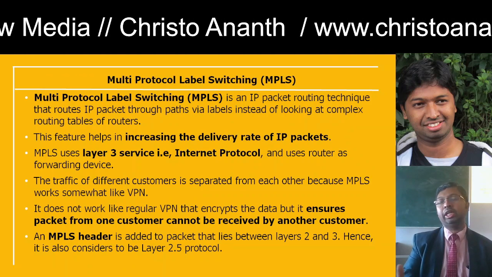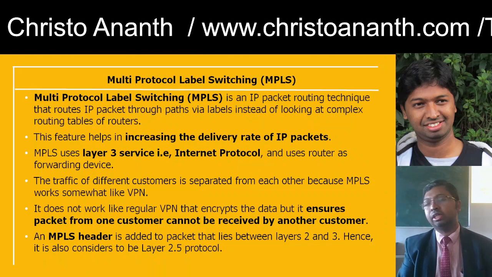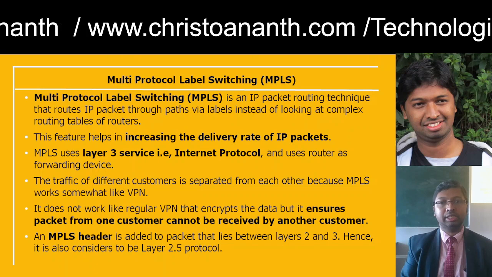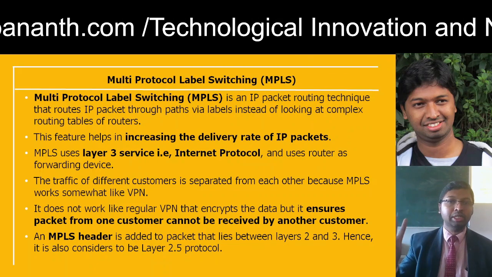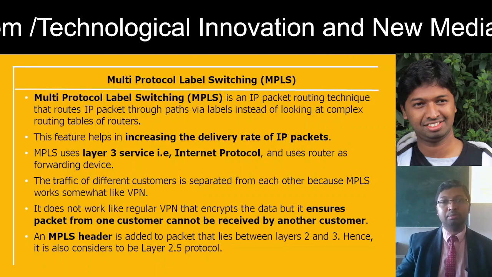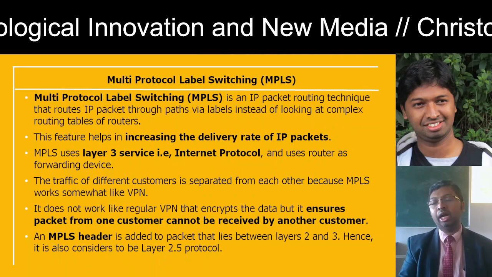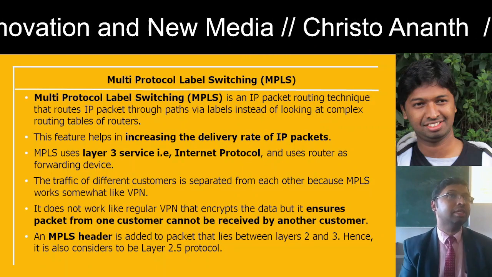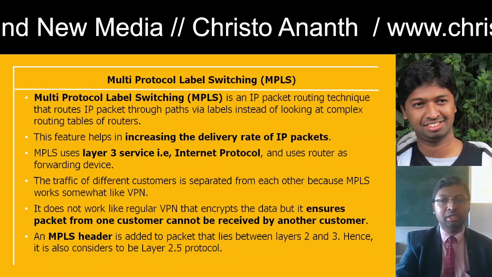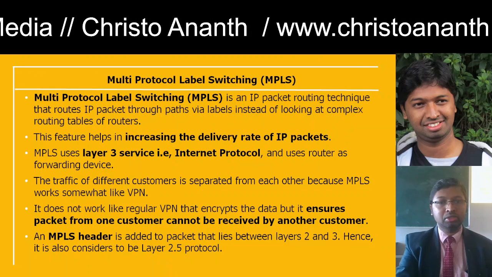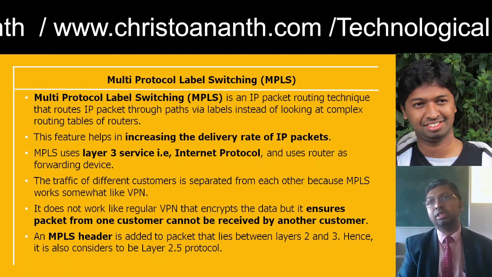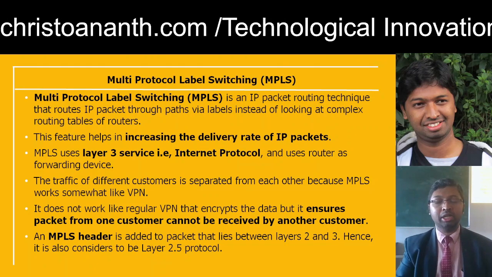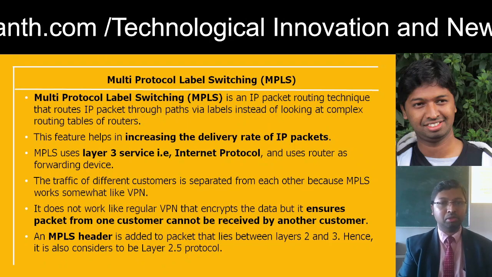Okay, so generally it will be increasing the delivery rate of the internet protocol packets, and generally MPLS, or multi-protocol label switching, will be using layer 3 service. That is nothing but the IP, internet protocol, and it will use the router as a forwarding device, just as we saw in the last diagram. So traffic of these different customers is separated from each other because this multi-protocol label switching will be looking like a virtual protocol network.